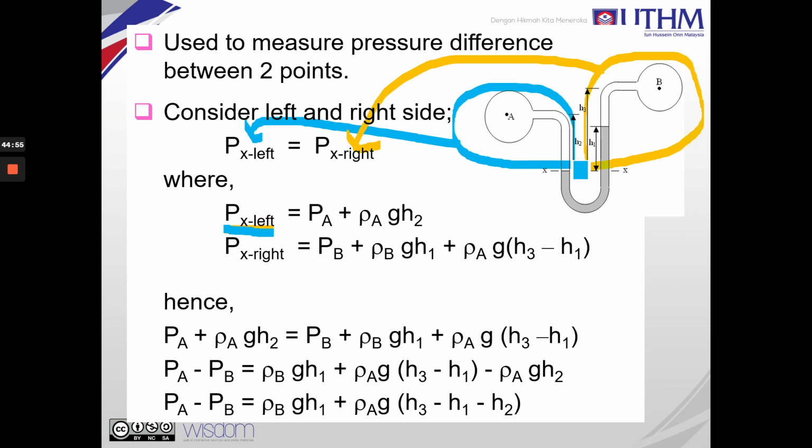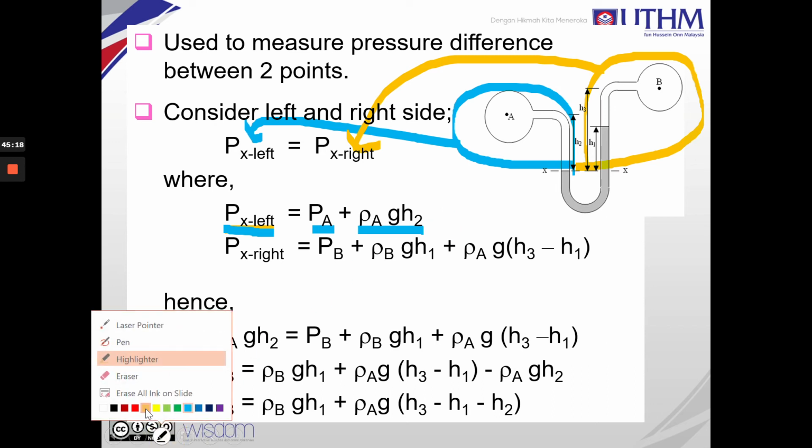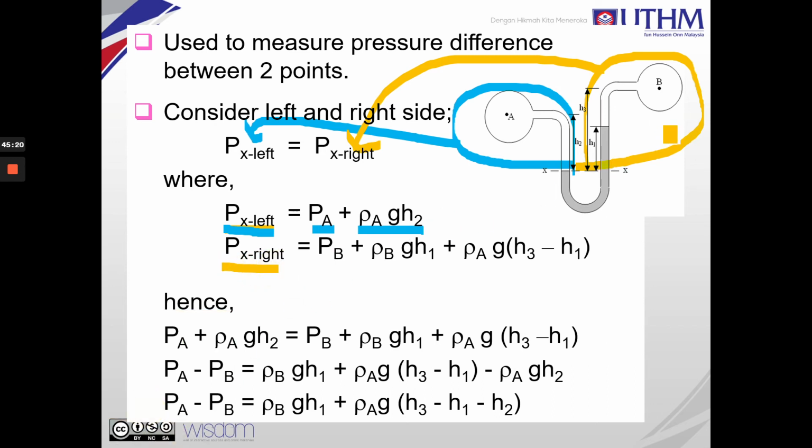On the left side, we have the pressure at A plus the pressure of this fluid here: PA plus density A times g times height h2. So we get PA plus rho A g h2. Now look at the right here. They have PB plus the density of this one.